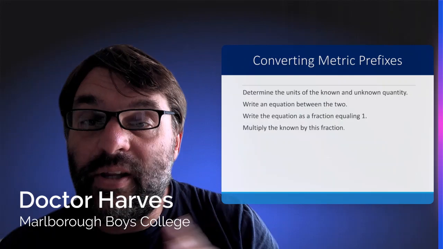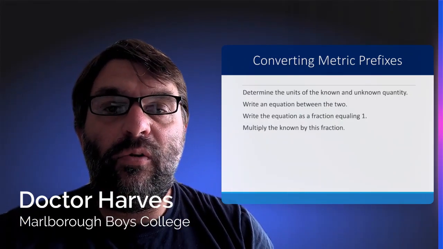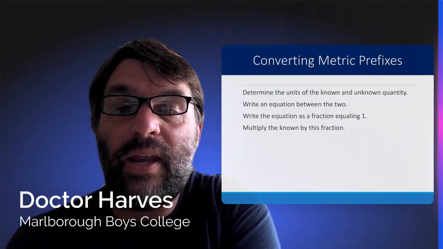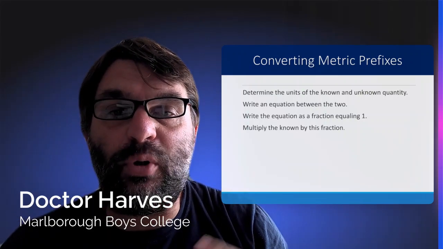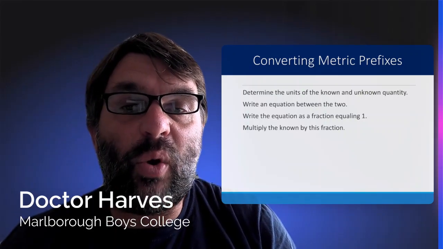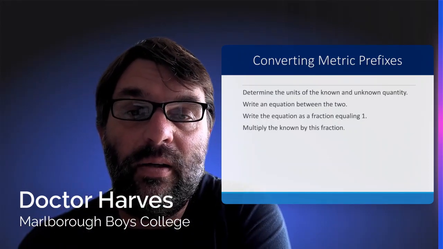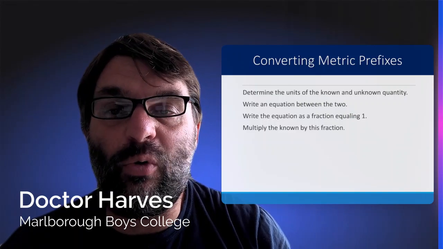So how do you convert these metric prefixes? There are 4 steps. First, determine the units that you know and the units you want to find out. Then write the relationship between the two, write an equation as a fraction equaling 1, and finally multiply the known value by this fraction to get the unknown prefix or value.